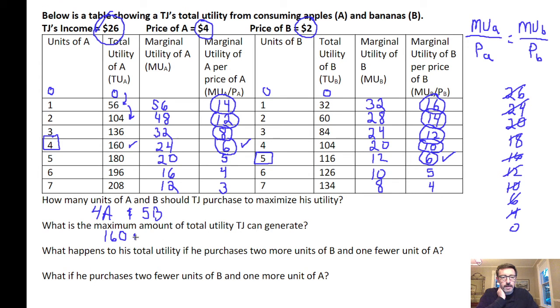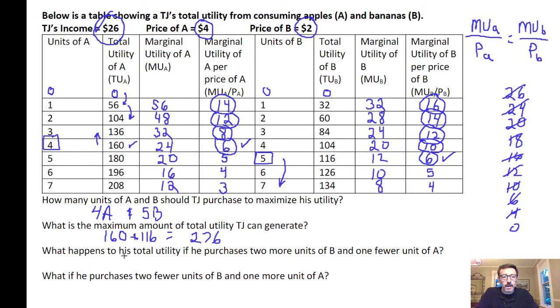So I'm going to write that down here as an addition problem, bringing us to a total of 276 utils. Okay. What happens to the total utility if he purchases 2 more units of bananas and 1 fewer apple? So in other words, what if we cut back, put an apple back, saving us $4, and allows us to buy 2 more bananas? So we could afford that, right?